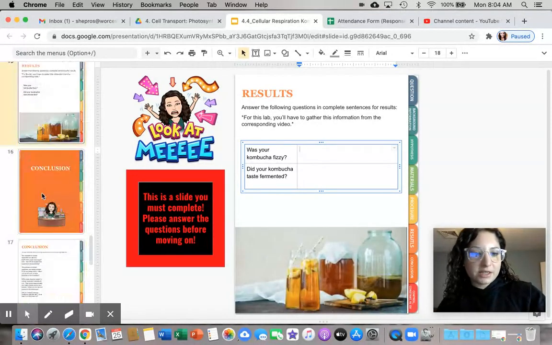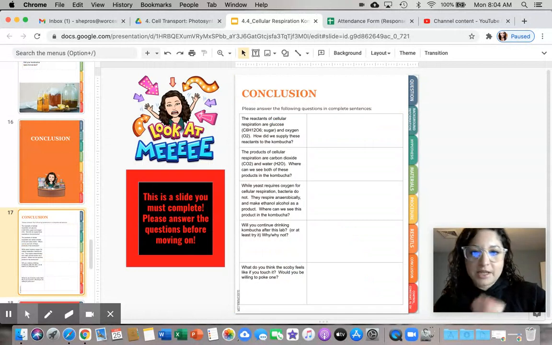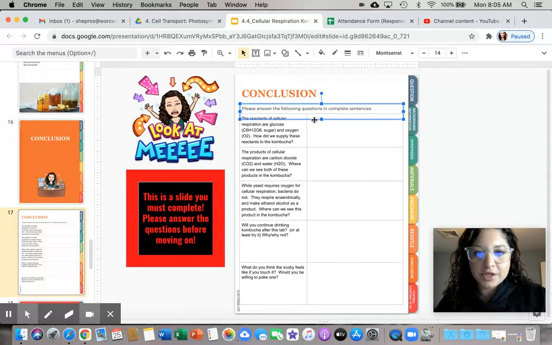All right, so let's move on to the conclusion section. So this will actually be asking us about the science behind this fermentation and kombucha brewing process. We're going to be answering these questions essentially for the conclusion. It says the reactants of cellular respiration are glucose, which is sugar, and oxygen, O2. How did we supply these reactants to the kombucha?